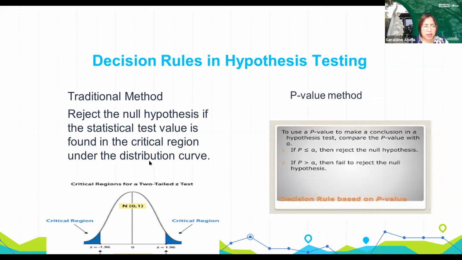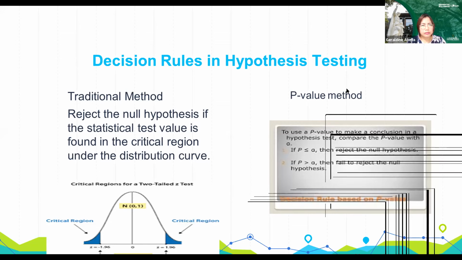But if the test value, for example, is 1.3, then the decision is do not reject or fail to reject the null hypothesis. So if the decision of the test is not to reject the null hypothesis, therefore there is no significant difference. If the decision of the test is to reject the null hypothesis, therefore there is a significant difference between the two values.